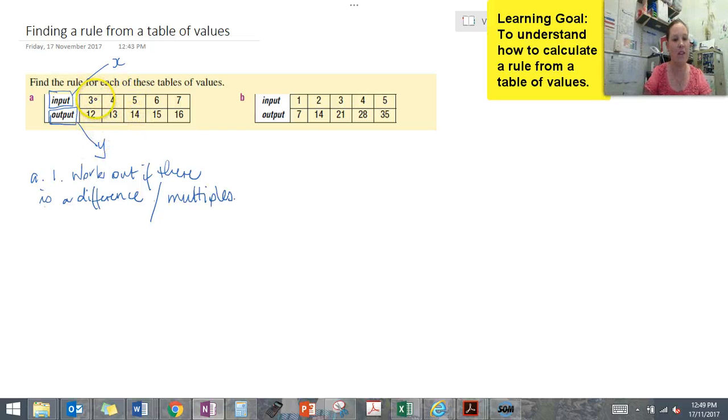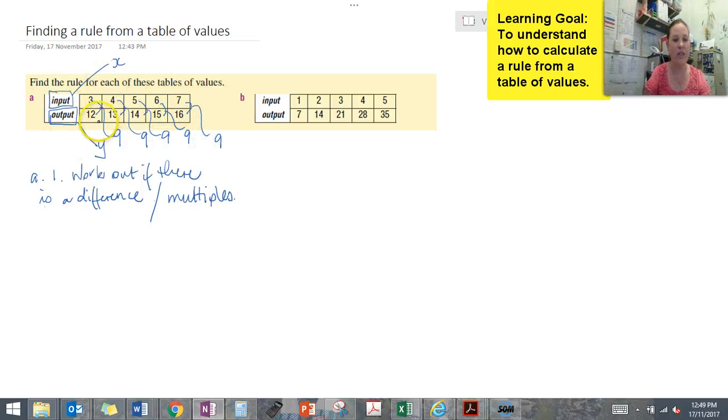So for this particular one here, the difference between 3 and 12 is 9. The difference between 4 and 13 is also 9. The difference between 5 and 14 is 9. 6 and 15 is 9. And 7 and 16 is 9.